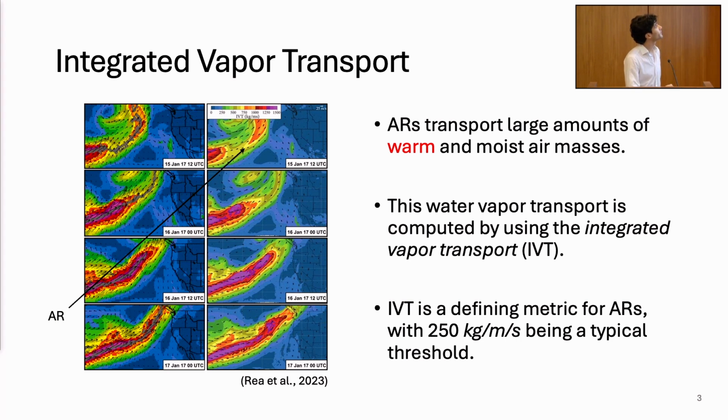So on this diagram here on the left, I have a plot of IVT. As you can see, here's an AR moving towards the US West Coast, moving forward in time, and you can see its motion.